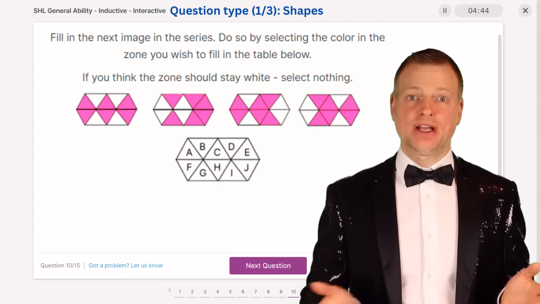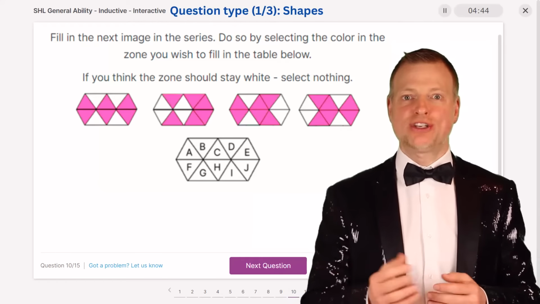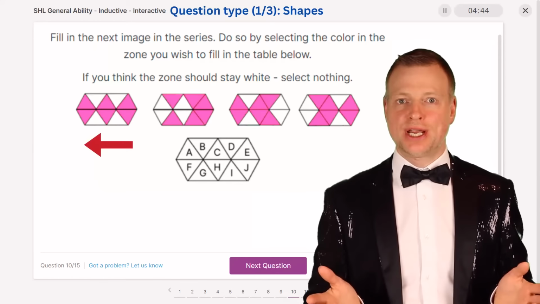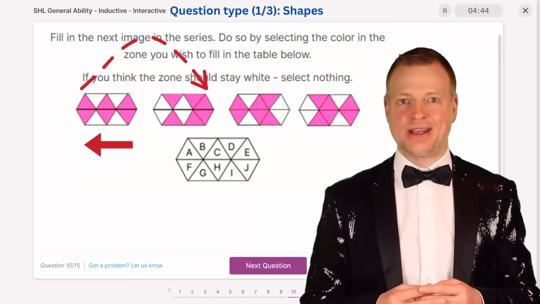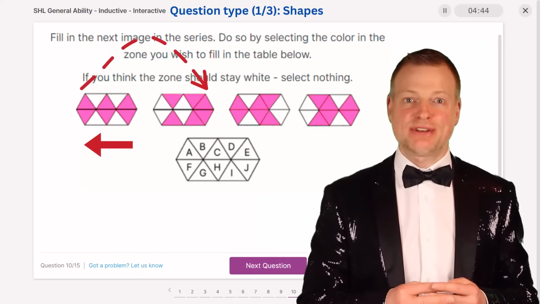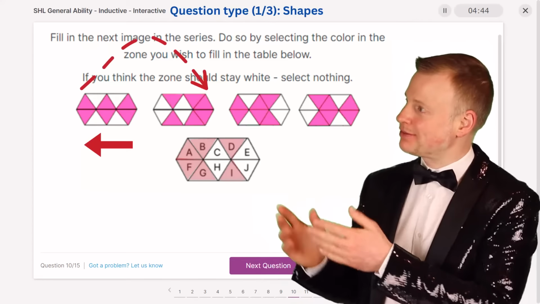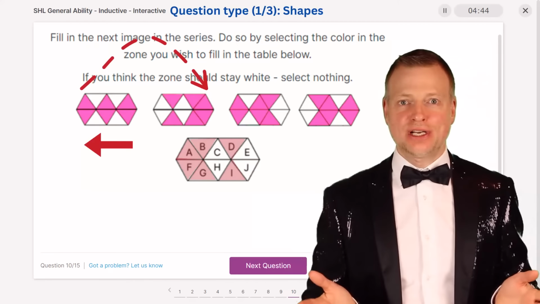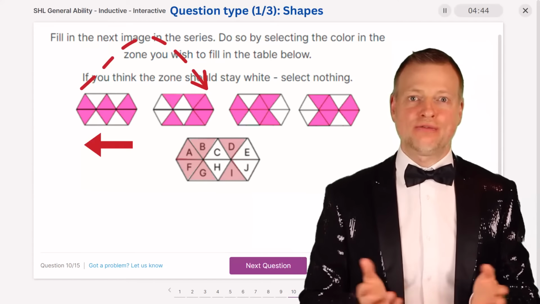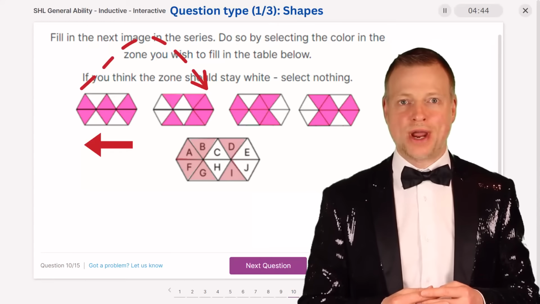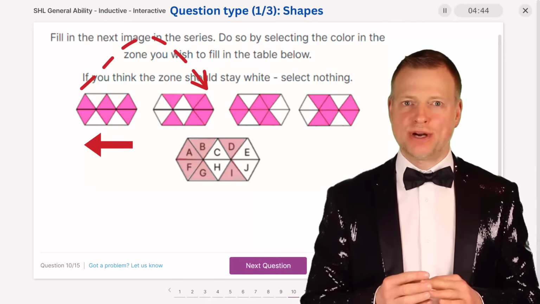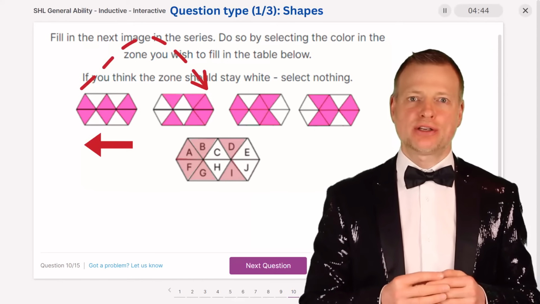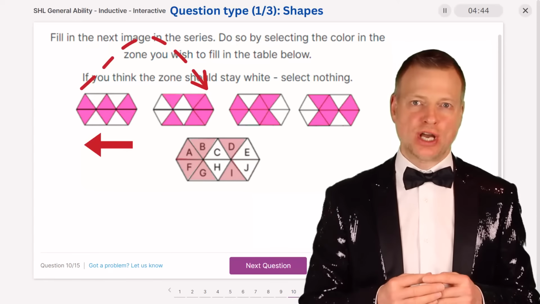In this example, the red triangles just move one triangle step to the left from shape to shape, and if they exit the shape on its left side, they re-enter on its right side. Therefore, the next shape in the sequence should be colored like this. Note that in the actual interactive test, you need to click on these triangles to either color them white or red. The shape questions can be of varying difficulty, and the more you practice this type of questions, the more you get used to the type of patterns you need to watch out for.